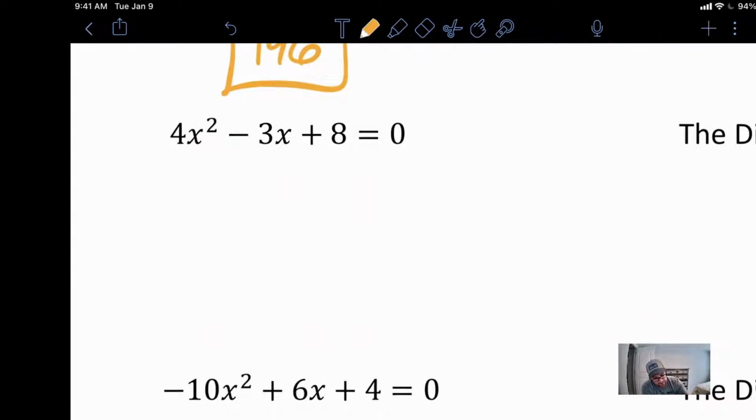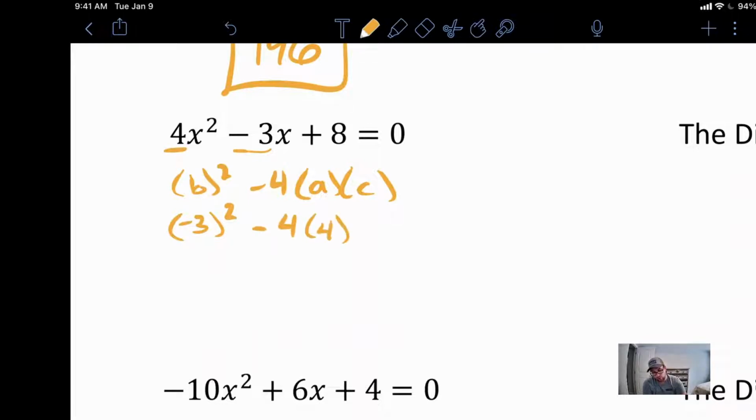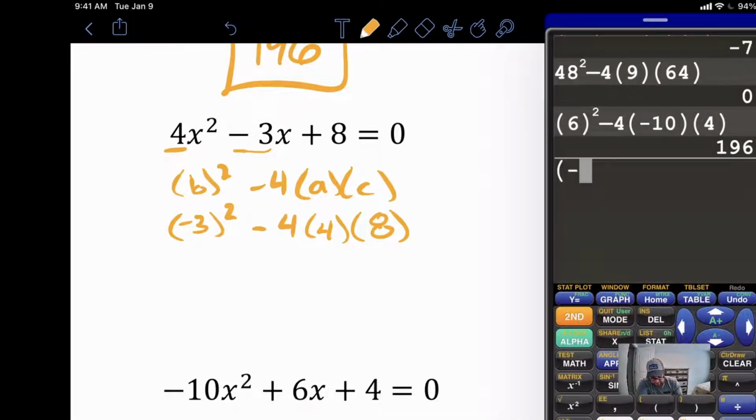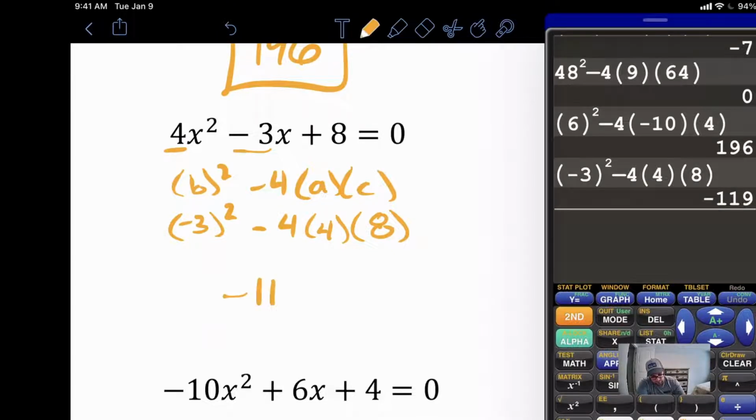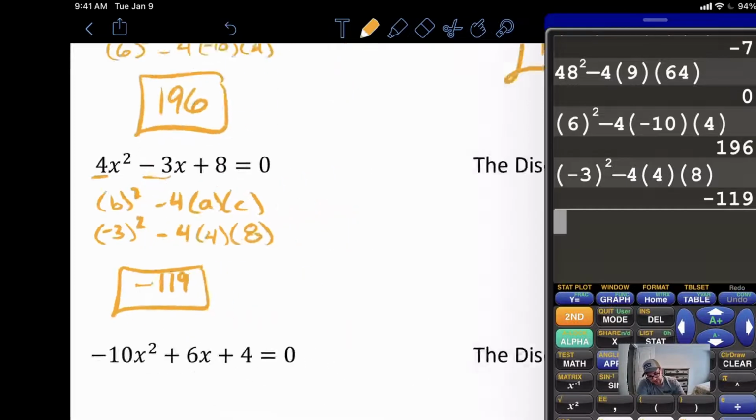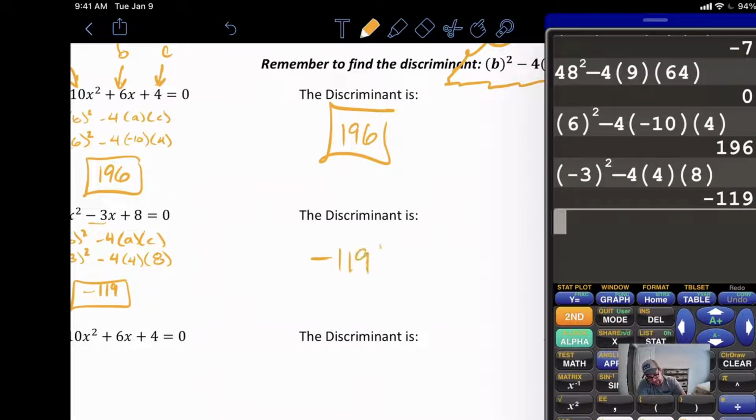Let's go to the next one. Remember, b squared minus 4 times a times c. Our b in this problem is negative 3. So negative 3 squared minus 4 times 4, because a is 4, times c, which is 8. Now, let's evaluate it. Using our calculator, parenthesis, negative 3, parenthesis, to the second power, minus 4, parenthesis 4, parenthesis 8. When we hit enter, we get negative 119. So negative 119 is our discriminant over here.